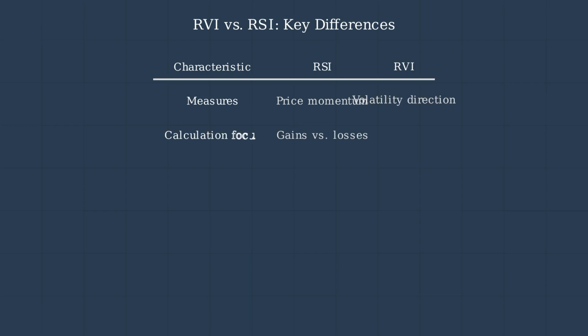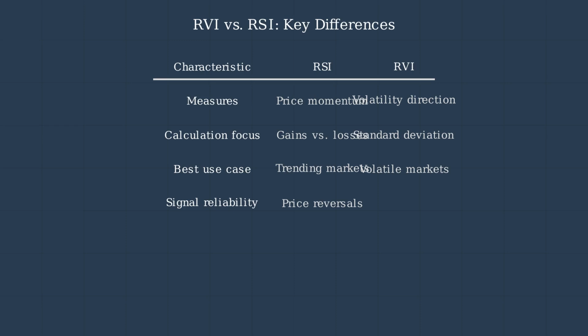RSI's calculation is based on the relative strength of price gains versus losses, while RVI uses standard deviation to measure volatility changes over time. RSI typically performs better in trending markets with consistent price movement. RVI shines in volatile markets where price action alone might be misleading. RSI is reliable for identifying potential price reversals based on momentum. RVI excels at detecting shifts in market volatility that often precede significant price movements.